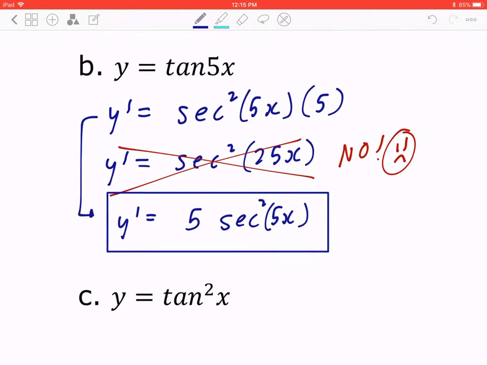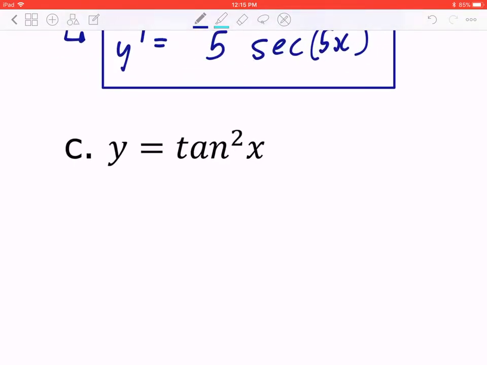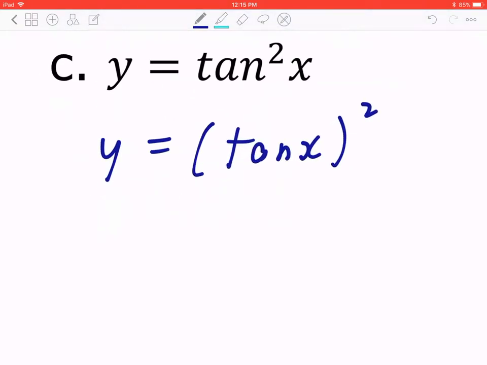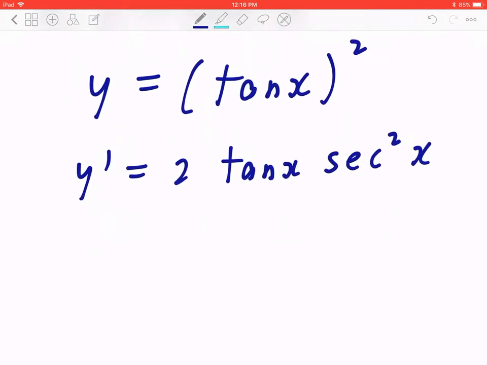So again, it's not enough to know what to do. You should know what not to do in order to enhance your understanding. Part C, y equals tan x squared. And again, for some students, they like to express this in exponent form. They see it better. So you can write down tan x in brackets to the power of 2. y prime equals 2 times tan x to the power of 1 times the derivative, which is going to be secant square x.